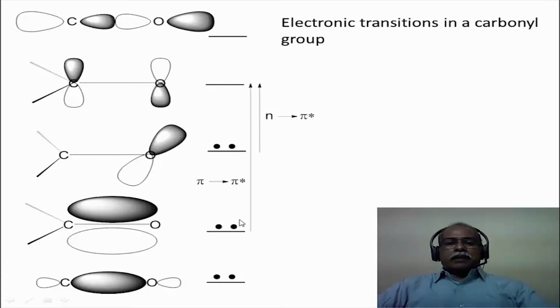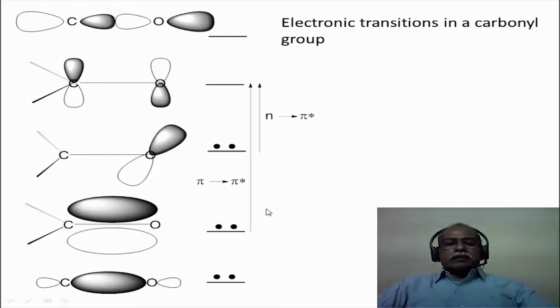The transitions are diagrammatically represented here. This would be the sigma of the carbon-oxygen single bond, and this would be the pi molecular orbital of the carbon-oxygen bond, and this would be one of the lone pairs of electrons on the oxygen, which corresponds to py in this particular case. This will be the pi star molecular orbital of the carbonyl functional group, and finally the sigma star molecular orbital of the carbon-oxygen single bond in this particular case.